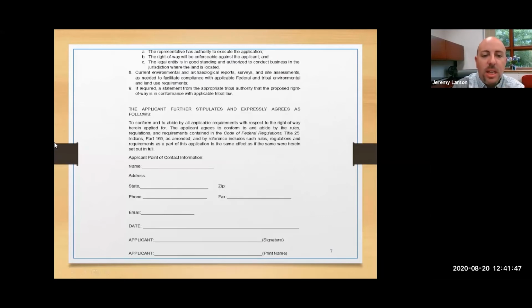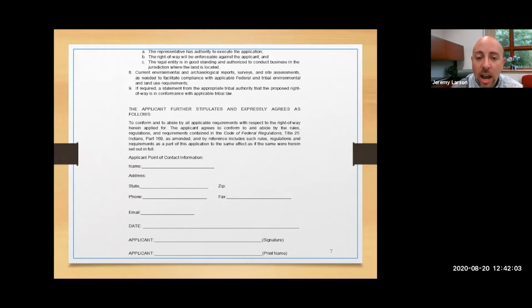We'll also need the current environmental and archaeological reports. This is a process where there could possibly be someone from the tribe that will help with that.